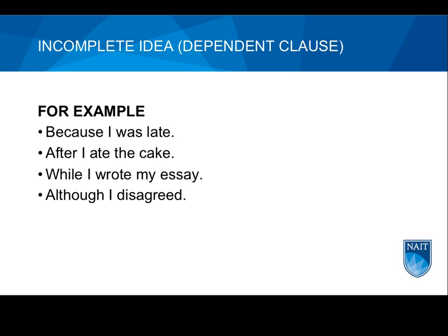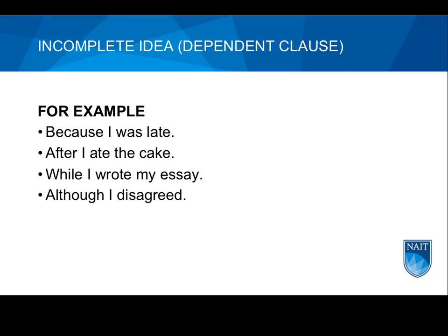Here we have some examples of dependent clause fragments. The first one says, because I was late. Here we have the subject I, the verb was, but it starts with the subordinating conjunction because. When we start with the subordinating conjunction because, it gives us that sense that there's more to the sentence. Because I was late, I missed my exam. We need to know what happened because I was late in order for the sentence to be complete and make sense.